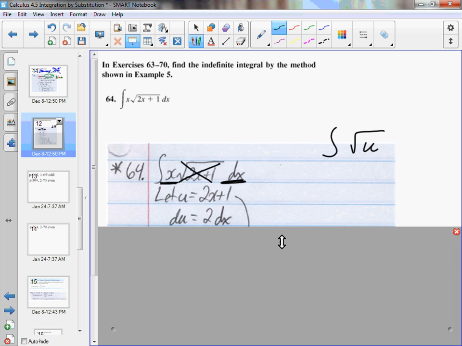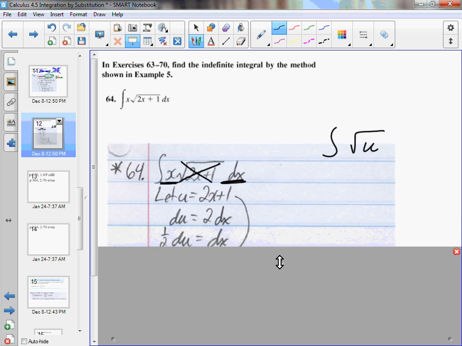Not really what I wanted. I wanted an x dx. And I didn't want a 2. So we're used to doing this next thing. Multiply both sides by 1/2. So I get 1/2 du equals dx. So that means I can now replace the dx with 1/2 du.